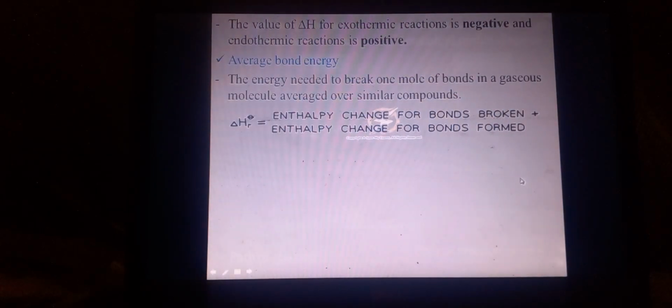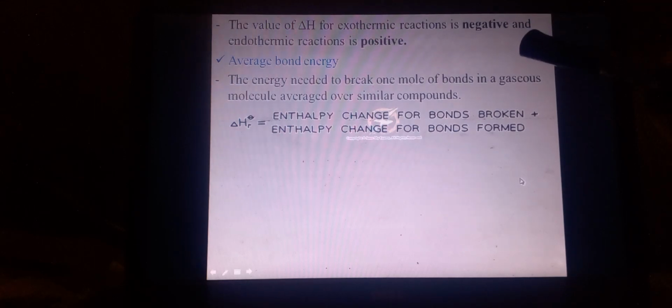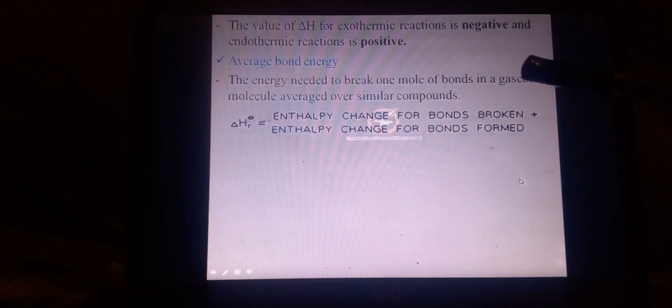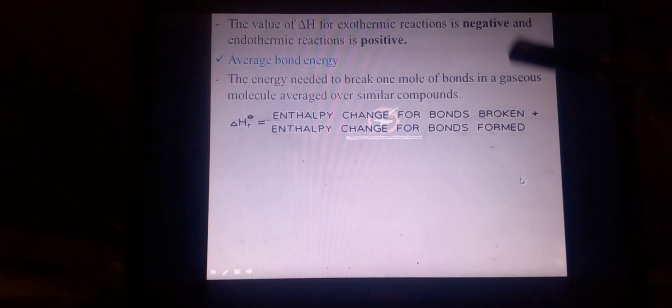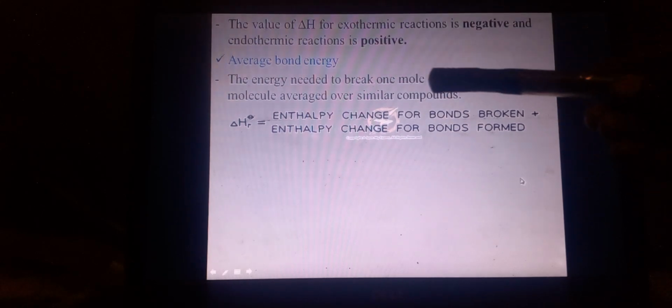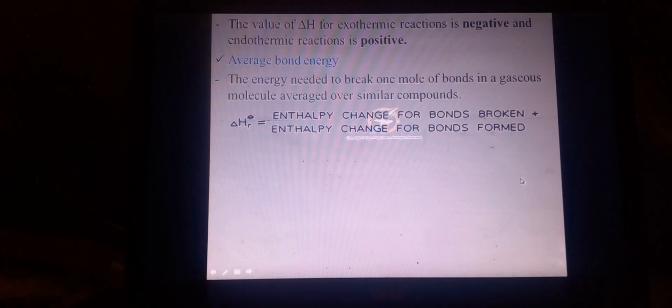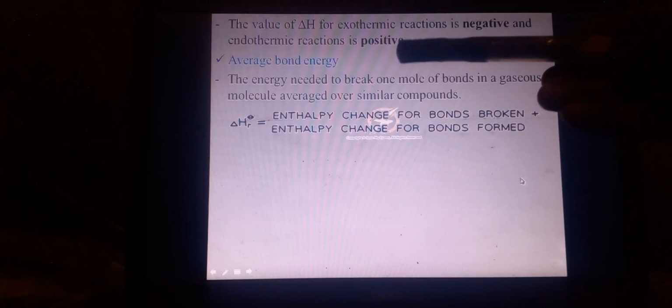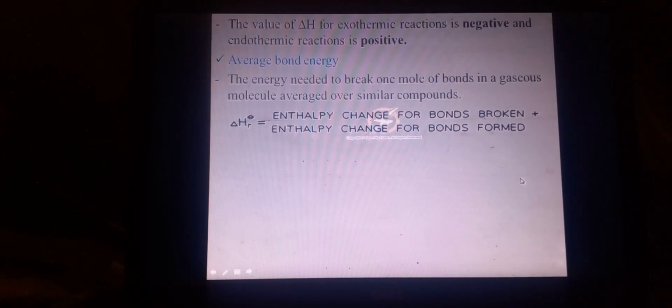So the value of delta H for an exothermic reaction is normally negative, because remember, the products have less energy compared to the reactants. But for an endothermic reaction, the products have more energy compared to the reactants, so it's normally given a positive value. So delta H for an exothermic reaction is negative, while delta H for an endothermic reaction is normally positive.